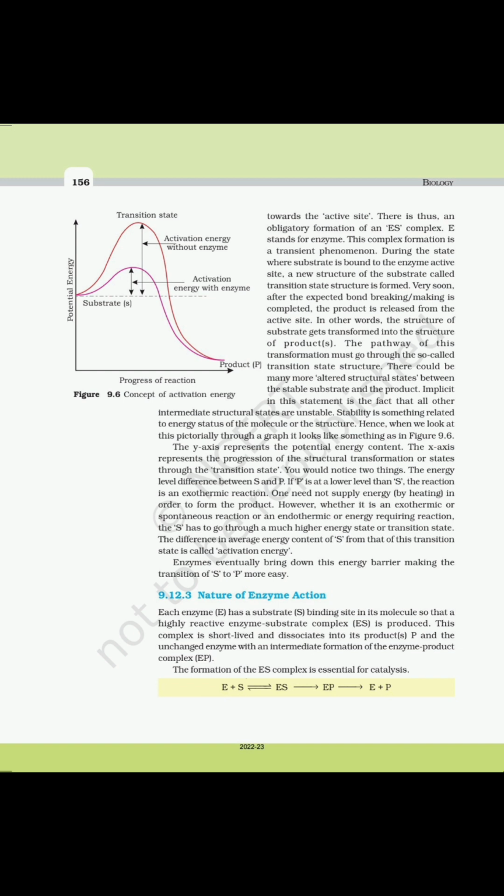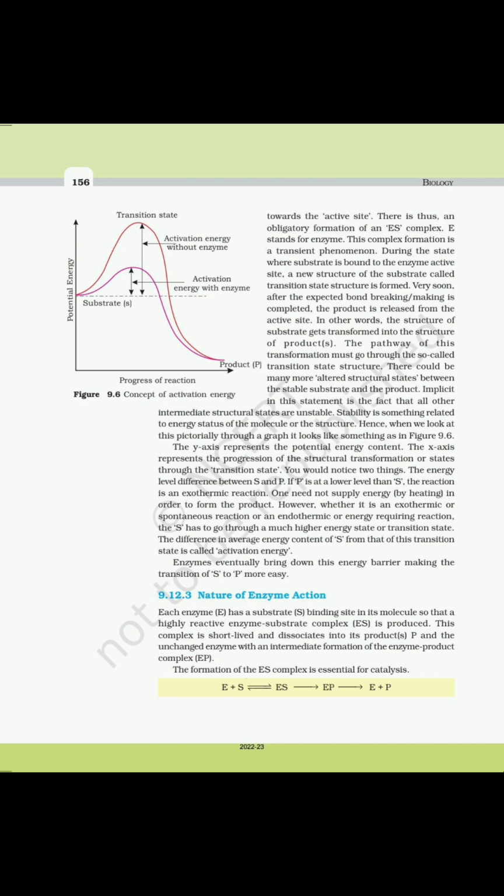Through the transition state, you would notice two things. The energy level difference between S and P. If P is at a lower level than S, the reaction is an exothermic reaction. One need not supply energy by heating in order to form the product. However, whether it is an exothermic or spontaneous reaction or an endothermic or energy requiring reaction, the S has to go through a much higher energy state or transition state. The difference in average energy content of S from that of this transition state is called activation energy. Enzymes eventually bring down this energy barrier, making the transition of S to P more easy.